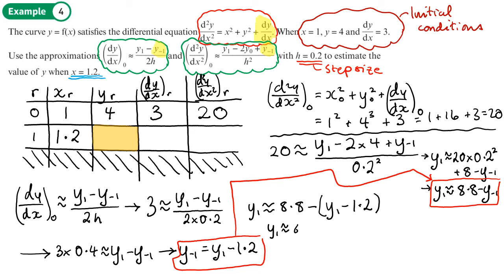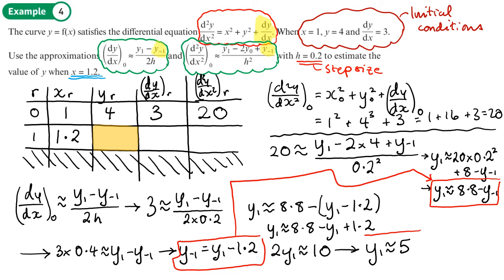So y1 is approximately 8.8 minus y1 plus 1.2. We can add y1 to both sides, so we'll have 2y1 is approximately 8.8 plus 1.2, which is 10. So we'll get y1 is approximately 5. There we go. That will be our final approximation for the value of y1. So you should now be able to do exercise 8b on pages 171 to 172.